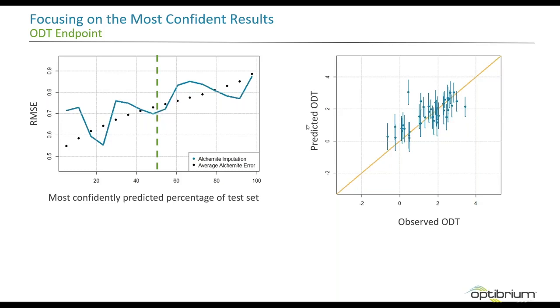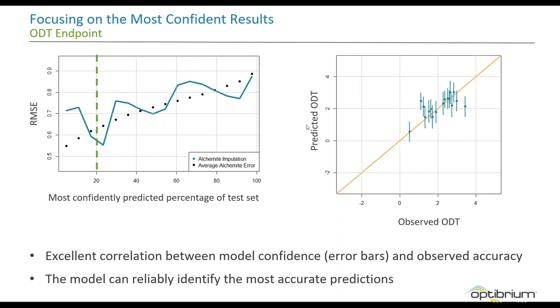And we can even further focus on the top confident 20% of the data, and we see that the error drops further. The points become closer to the identity line, and so we here observe the strong correlation between the estimated uncertainties, or the model confidence, here represented as error bars, and the observed accuracy. And this is quite an important finding, because it means that we can reliably use these estimated errors to focus on the most accurate predictions.